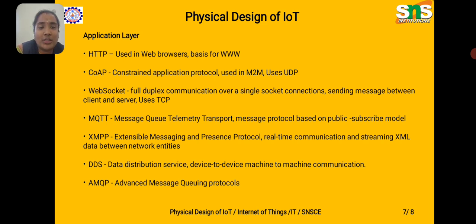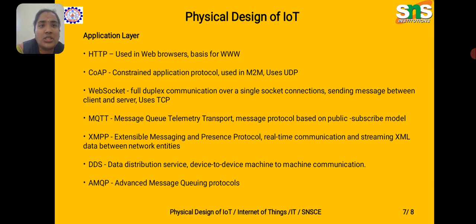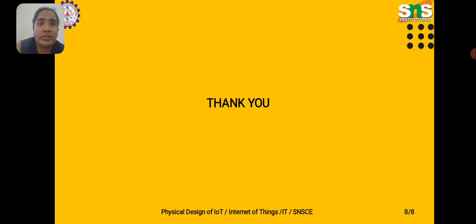WebSocket consists of full duplex communication over a single socket connection, sending messages between client and server using TCP. MQTT is Message Queuing Telemetry Transport, a message protocol based on publish-subscribe models. XMPP consists of extensible messaging and presence protocol. DDS consists of data distribution service for device-to-machine communication. AMQP, advanced message queuing protocol, is also used.